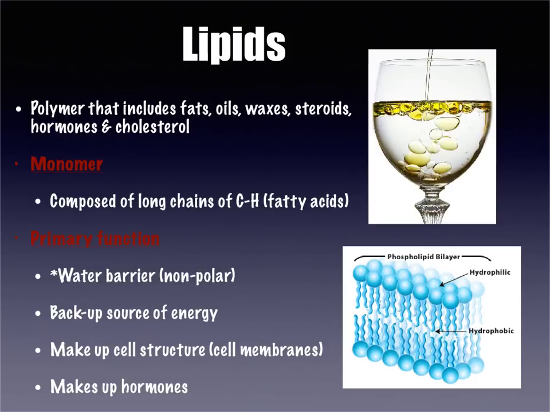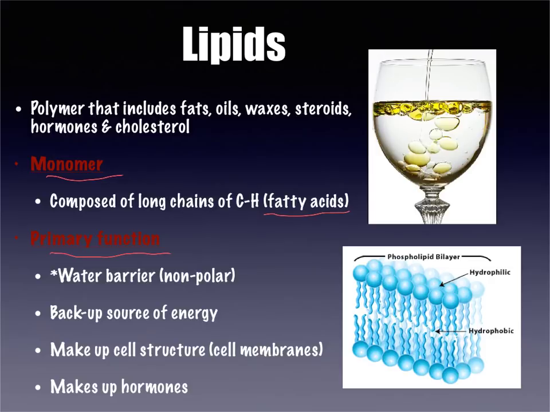Lipids are a polymer that include fats, oils, waxes, steroids, hormones, and cholesterol. The monomer is composed of long chains of carbons and hydrogens to make these fatty acids. It's not like a true monomer, but it's just long chains of these carbons and hydrogens.